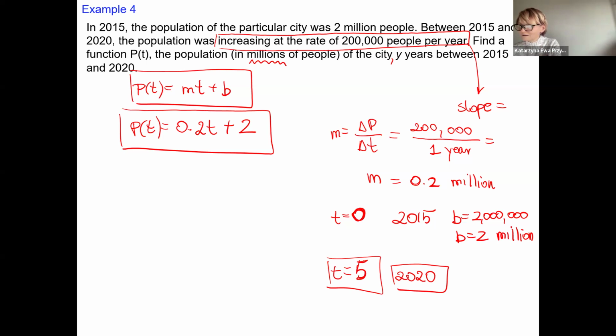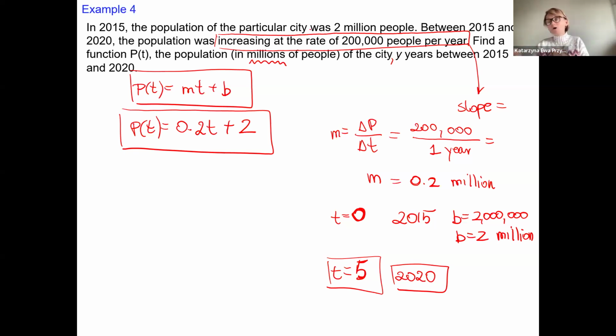This is 0. This is 5. Really good. We're not using 2020, we will use 5. If we have to do some computation exactly at 2020, yeah, that we can see.